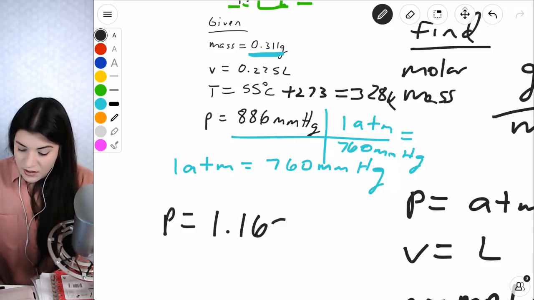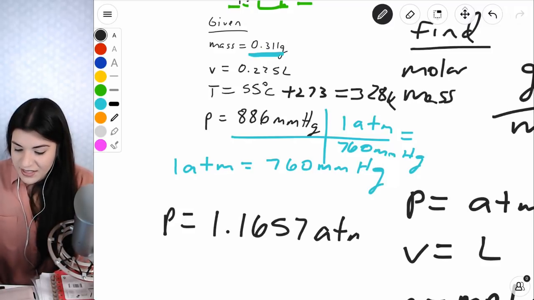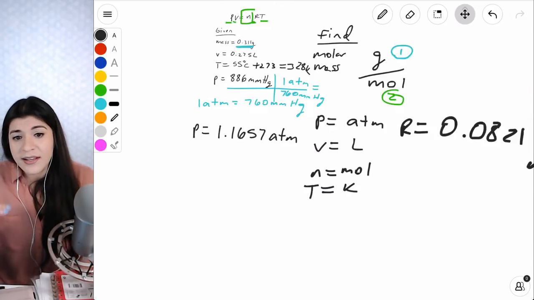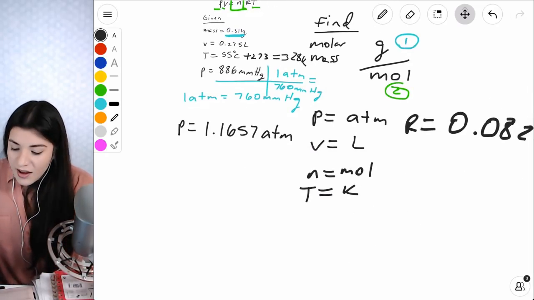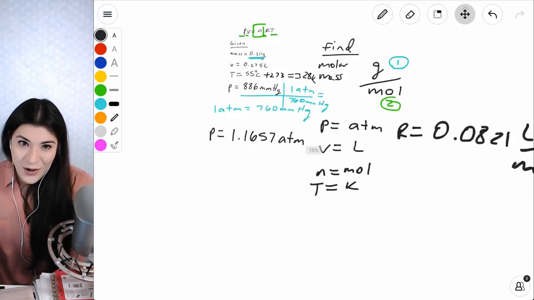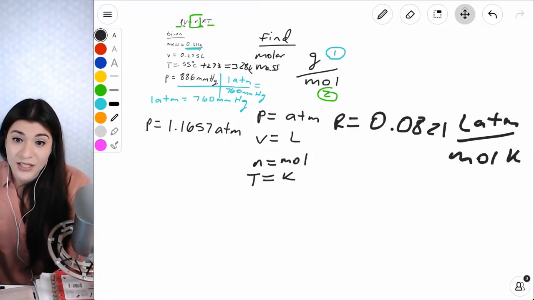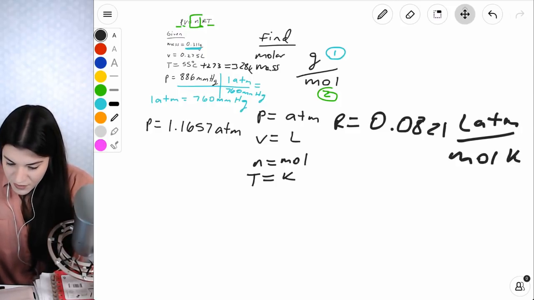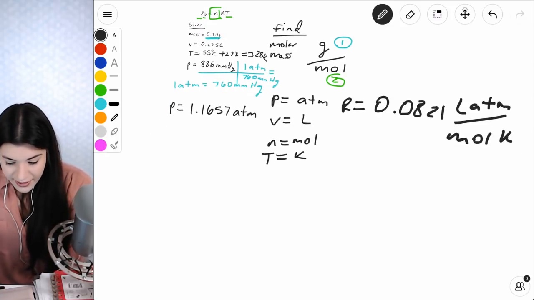That would give us 1.1657 atmospheres. And then what I'm looking at is I typically have a huge packet of examples and everything laid out. It just helps me teach. That's what I've kind of made, and that's what I do with my notes, by the way. It's just really helpful to show that to you guys later on, and that's how I'm building all my notes for you guys.